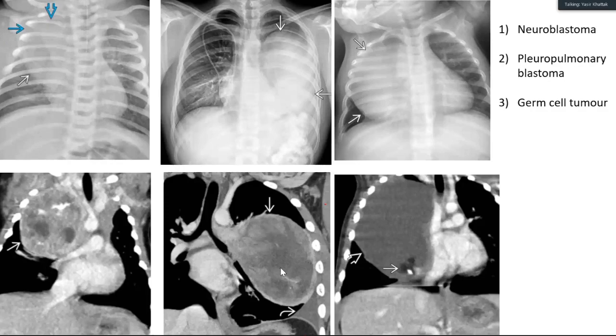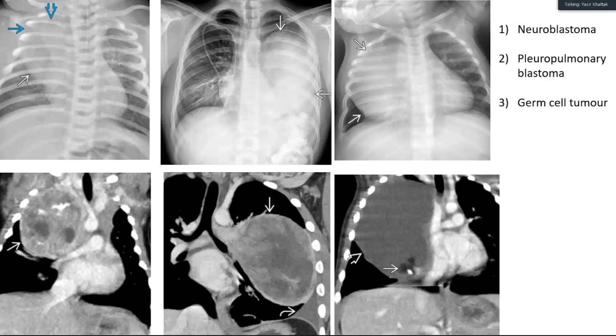The other one, which can sometimes look exactly like an Ewing, would be a pleuropulmonary blastoma. Pleuropulmonary blastoma is usually seen in young children, and the median age is around 40 months or so. So this can look exactly like Askin's. Another one to consider in the same location would be a germ cell tumor, but for that you would sometimes see calcification and mixed attenuation, with fat and soft tissue.